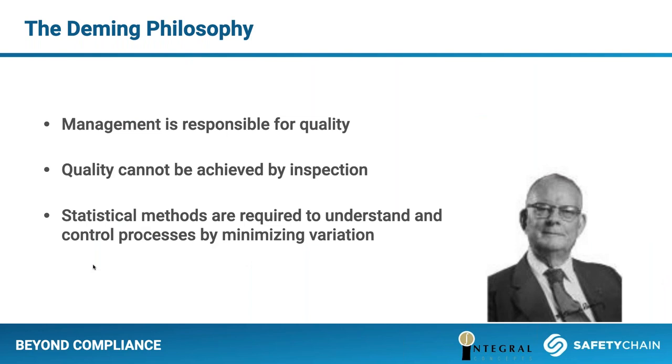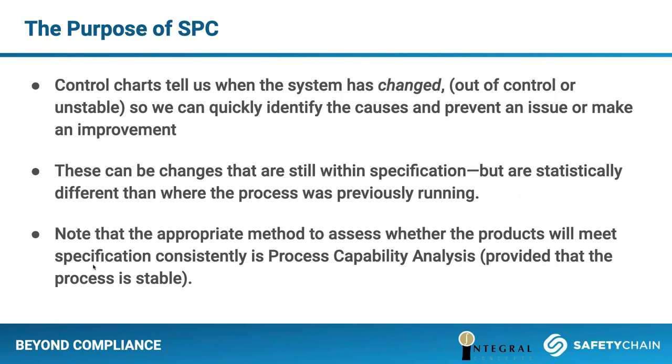So Dr. Deming, probably any of you in the quality field know who Dr. Deming is, was one of the pioneers in quality, and basically the three things. One is he says management is responsible for quality, and I completely agree. If we don't have the right tools in our plants and in engineering, that's really management's fault. And quality cannot be achieved by inspection. I mean, inspection is just looking for the garbage, so that doesn't do anything to improve quality. And then statistical methods, and in particular, I would say industrial statistical methods, are required to understand and control processes by minimizing variation. And I think our education system might be a little bit weak in that area.